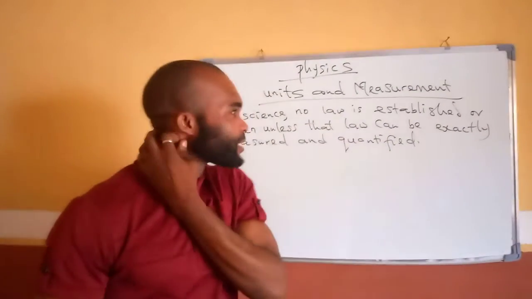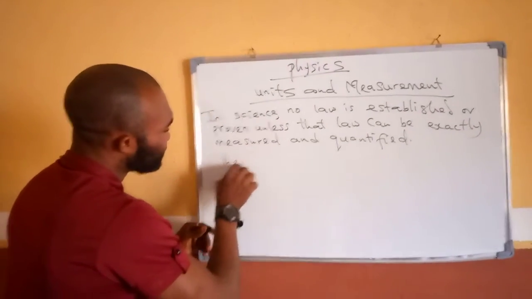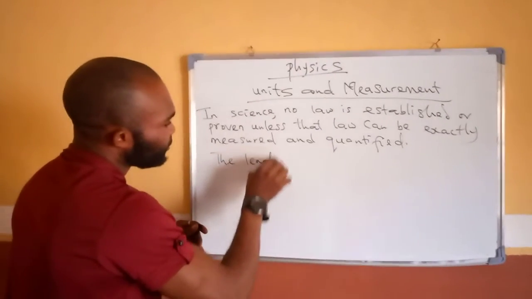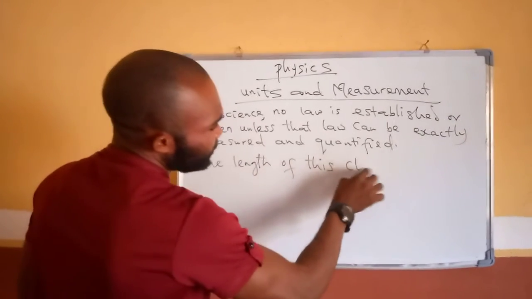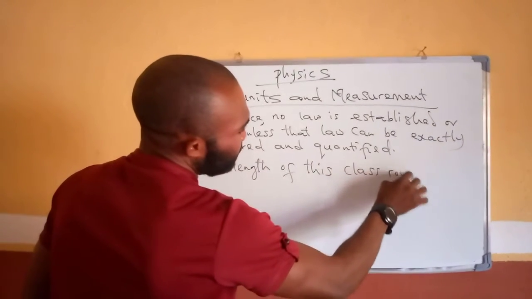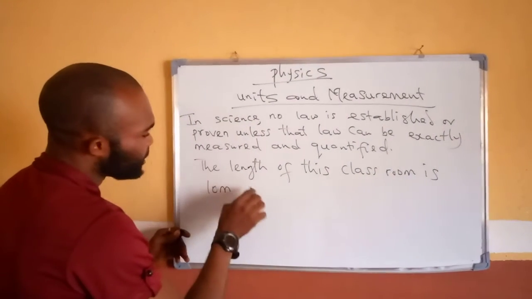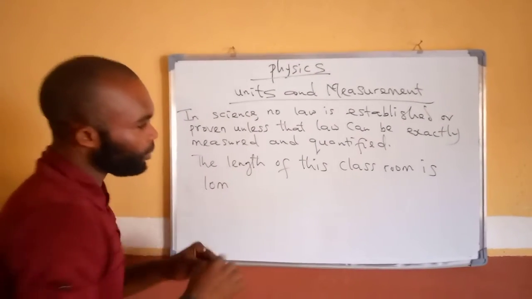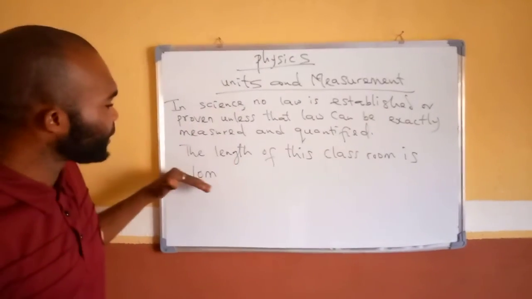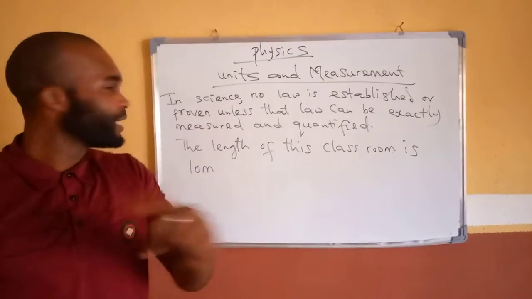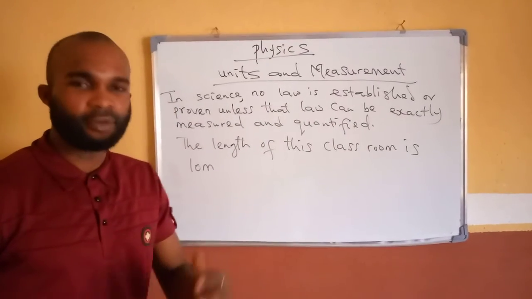Take for example, if I say that the length of this classroom is 10 meter. Now, under this illustration, you'll be wondering, what is this 10 meter? 10 meter is the unit. Then the length is the quantity. I hope you're following the class.